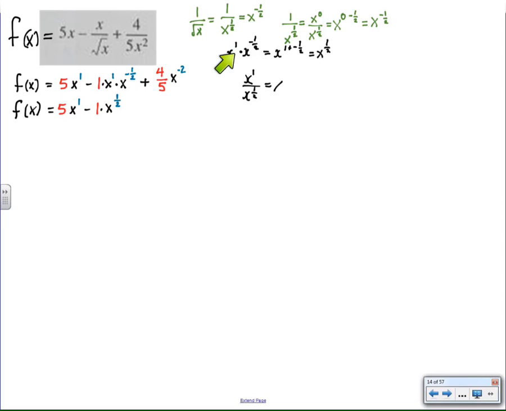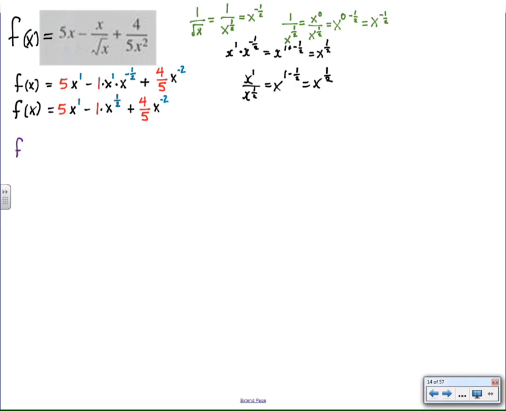Or you can look at it this way: x to the 1 times x to the negative 1/2 is equal to x to the 1 plus a negative 1/2. Or you could look at it as x to the 1 over x to the half is equal to x to the 1 minus 1/2, which is x to the 1/2 power. So a couple different ways to get there, but nonetheless, this has to be converted into just one singular power of x, which I've done.